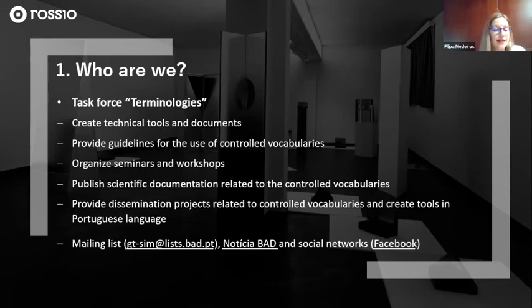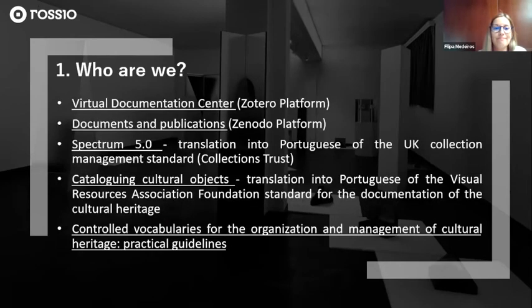The group communicates through a mailing list and social media, namely Facebook, and through the association's online journal, Notícia Bate. All technical and scientific production of the working group is available on several platforms, such as Zotero and Zenodo, with emphasis on the translation of international normative documents, for example, Spectrum 5.0, and technical guides like the practical guidelines about controlled vocabularies for the organization and management of cultural heritage.